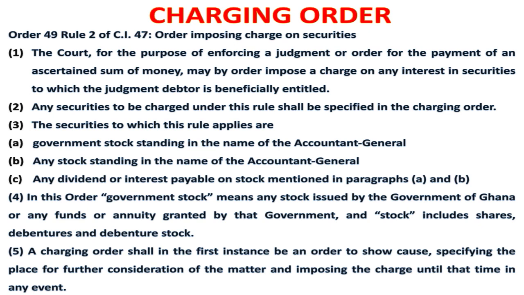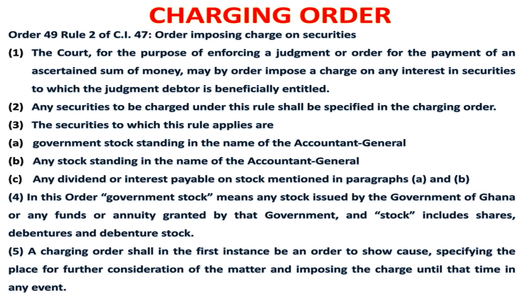When you go through Order 49 Rule 2, you realize that even shares that the judgment debtor has in the company, we can create a charge over those shares. So Order 49 Rule 2 is headed Order Imposing Charge on Securities. And it reads as follows, and I quote, "The court, for the purpose of enforcing a judgment or order for the payment of an ascertained sum of money, may by order impose a charge on any interest in securities to which the judgment debtor is beneficially entitled."